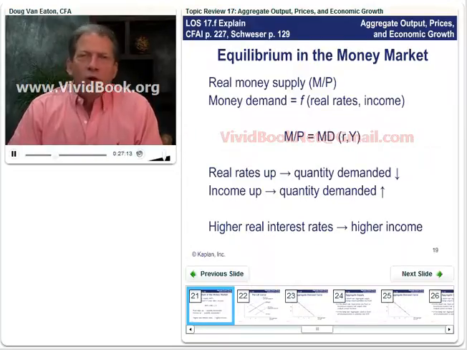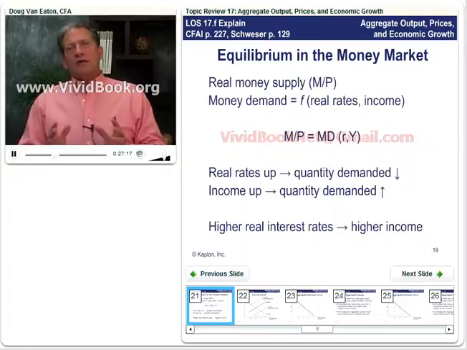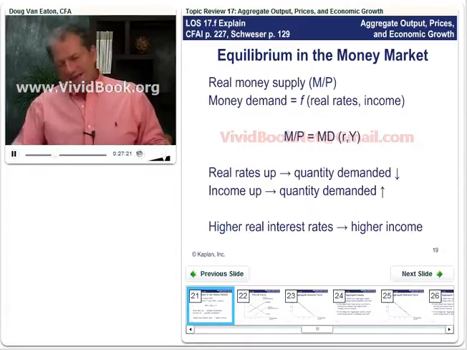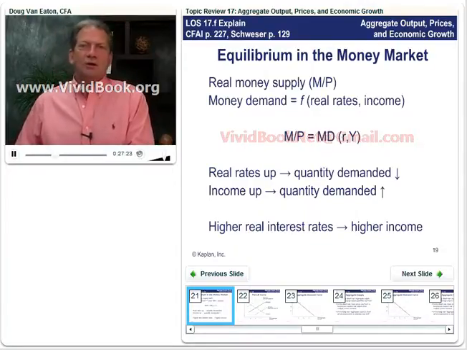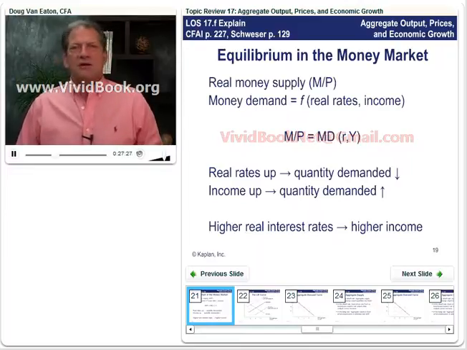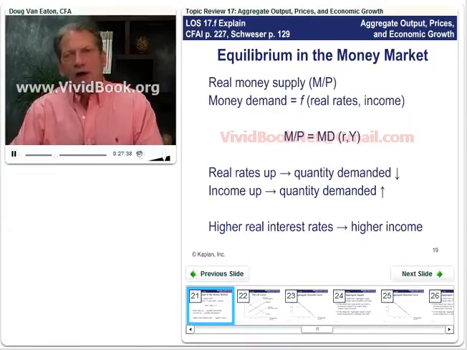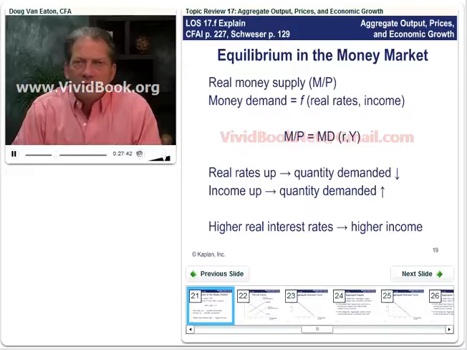Now, real rates is the cost of holding money. The important thing to think about here is think of money as being non-interest bearing, and then think of bonds over here where you earn interest. Well, you need spendable money. What's the cost of that? Well, the cost of having that money around, that non-interest bearing money, is the interest you could have earned by investing in bonds. A little simplistic, but it works for our purposes here.